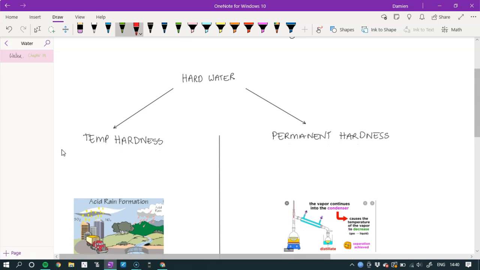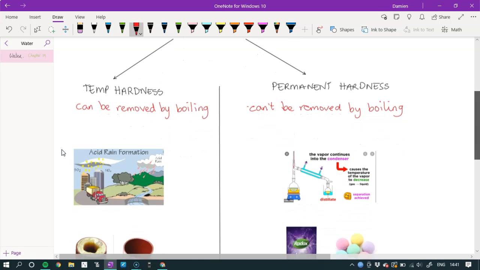With temporary hardness, this is hardness that can be removed very simply by boiling. So if we boil the water, temporary hardness will be gone. The permanent hardness then is the opposite, which can't be removed by boiling. Now, there are other ways of getting rid of permanent hardness. We're going to look at those in a couple of minutes. So let's have a look at temporary hardness. It can be removed by boiling.